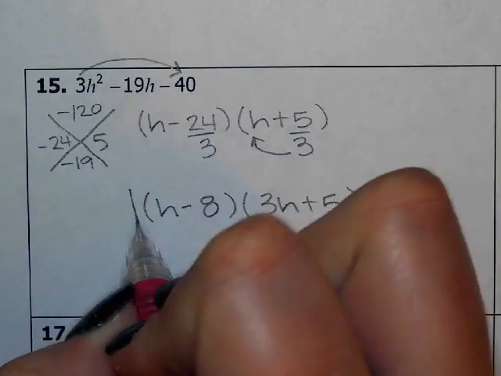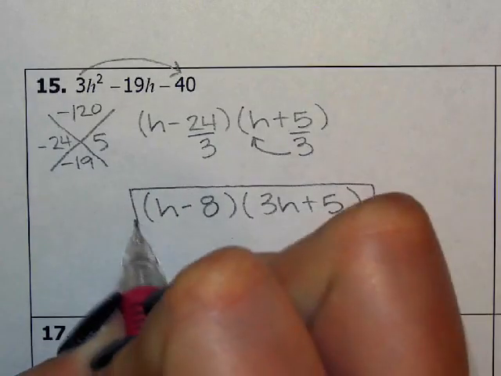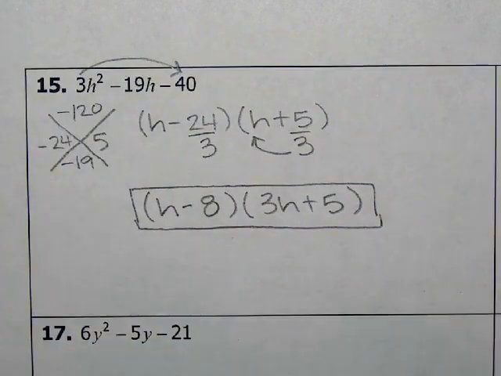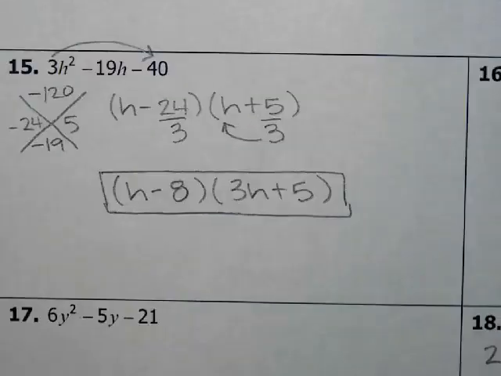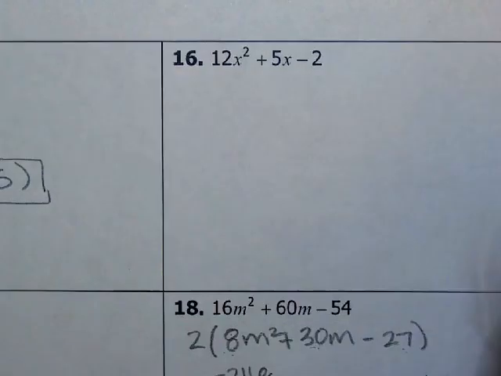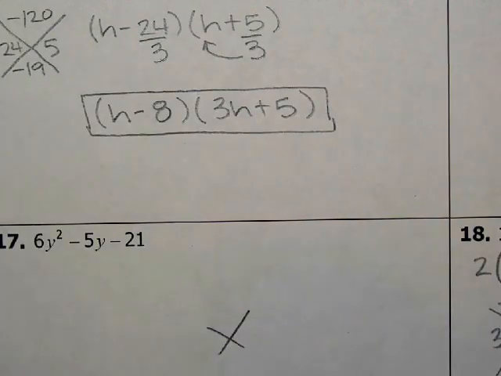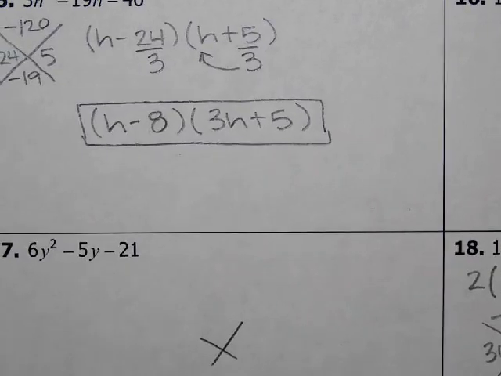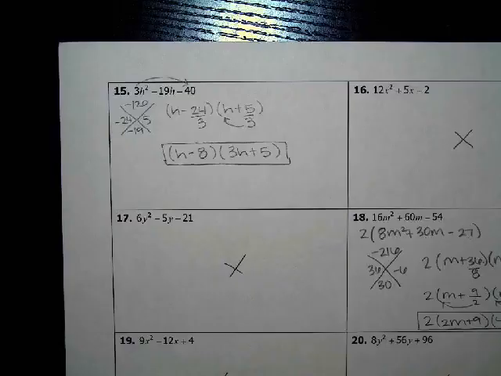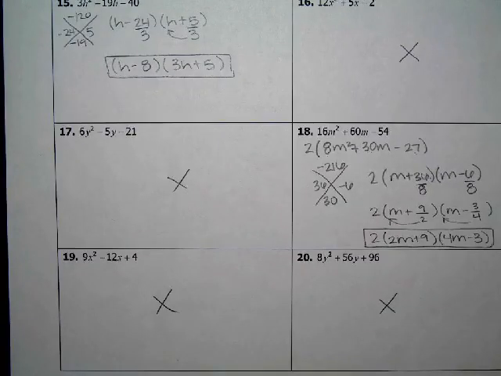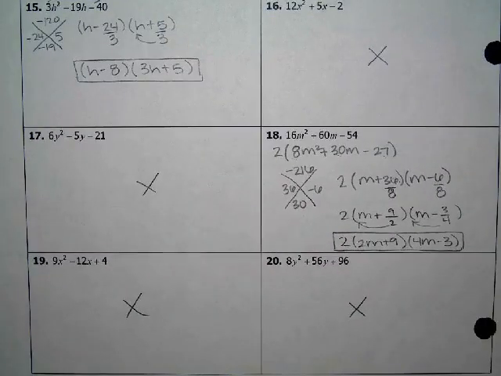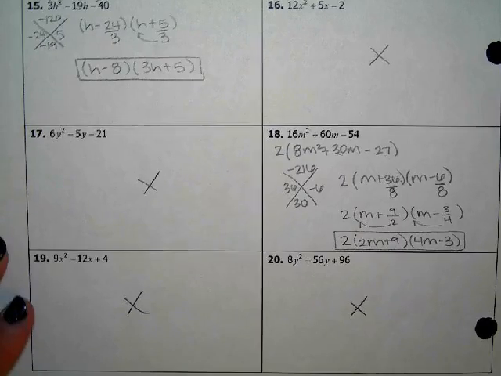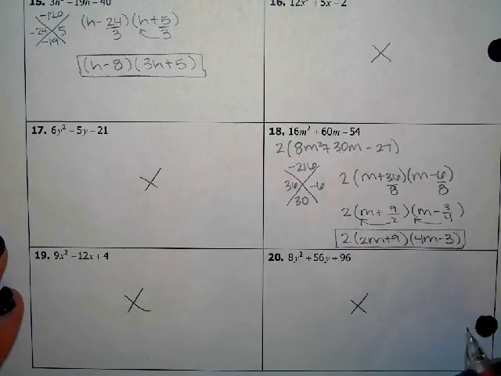All right. So, if you do not plan on doing these just for funsies, cross out 16, 17, 19, 20. You do not have to do them.